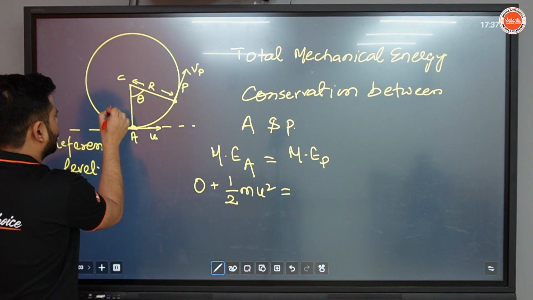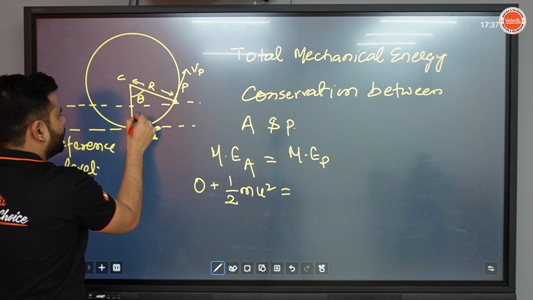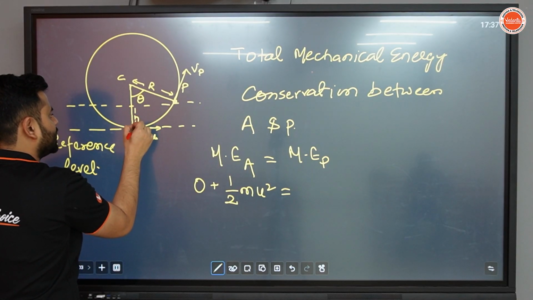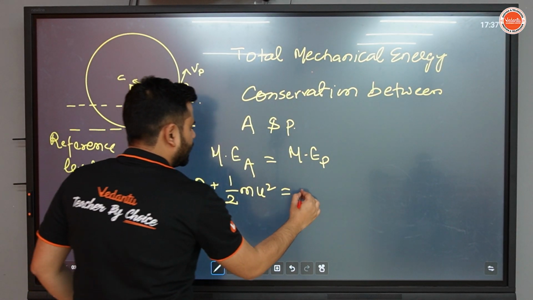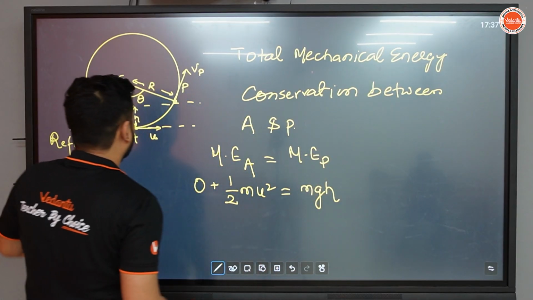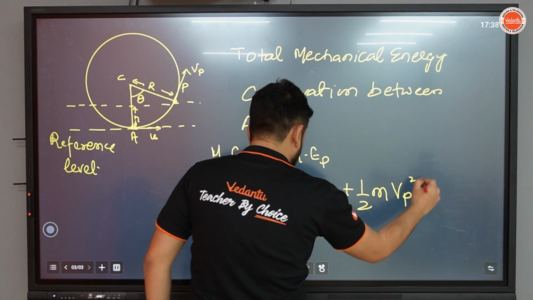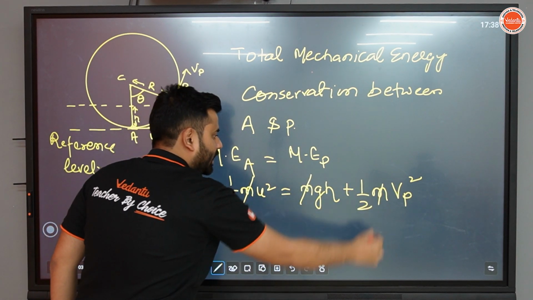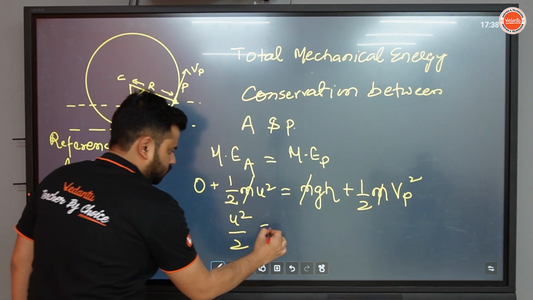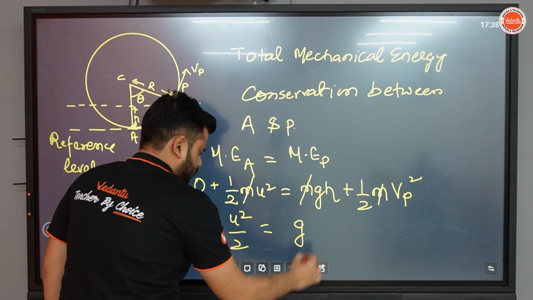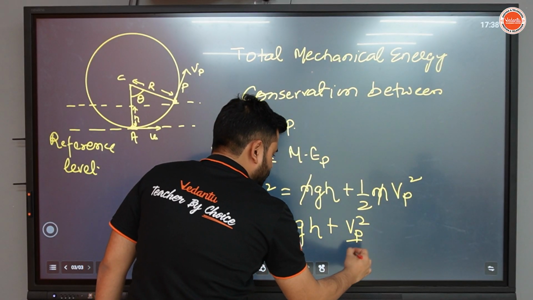So we have to understand what is the potential energy at P. Let's suppose this height is h. This height is h. So what is the potential energy at P? m g h. And what is the kinetic energy at P? Plus half m times Vp whole square. So m from m gets cancelled. What is remaining here? u square by 2 is equal to gh plus Vp square by 2.